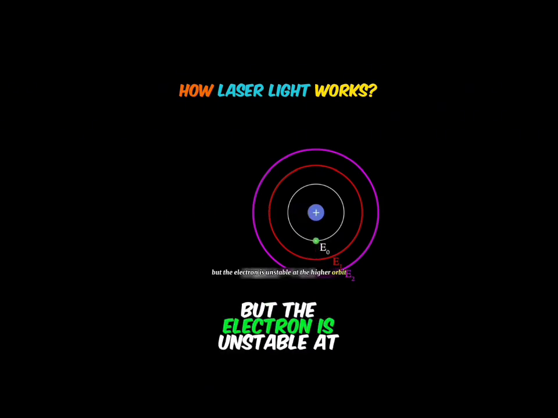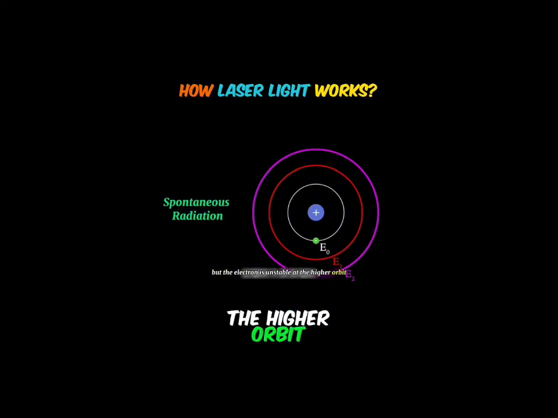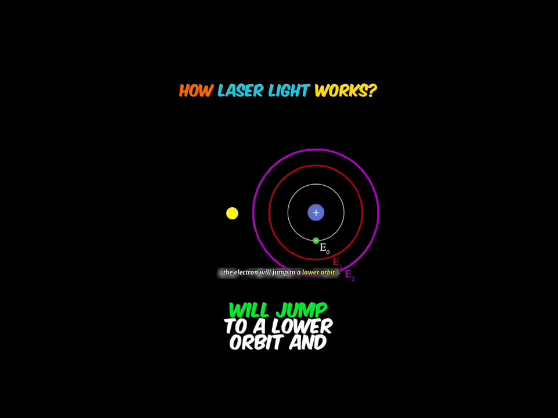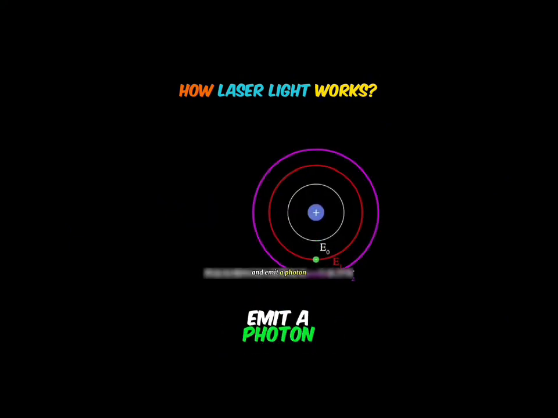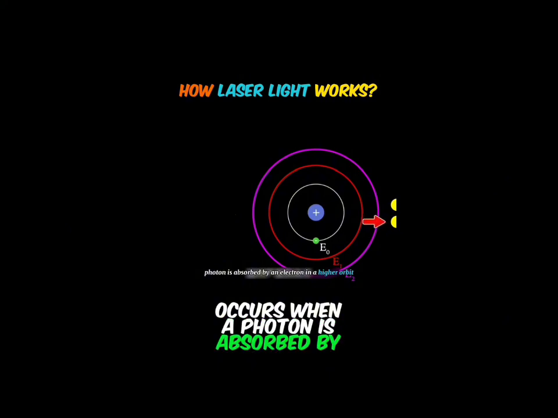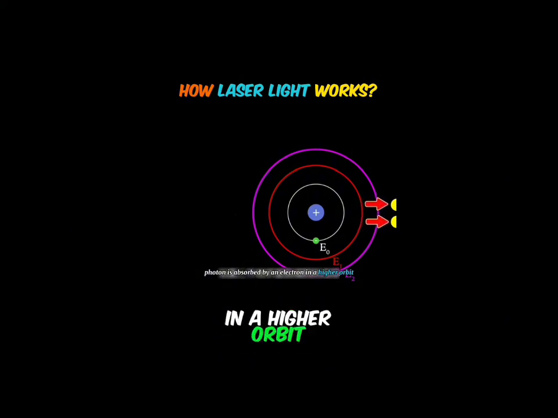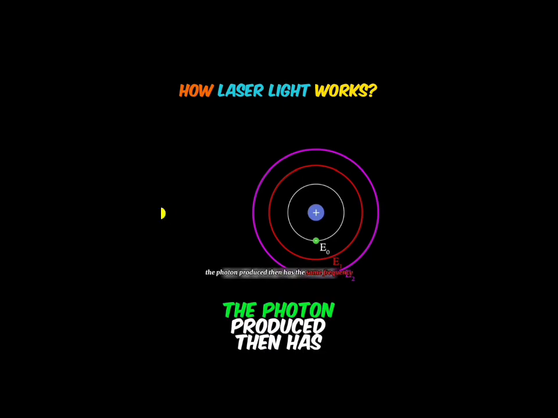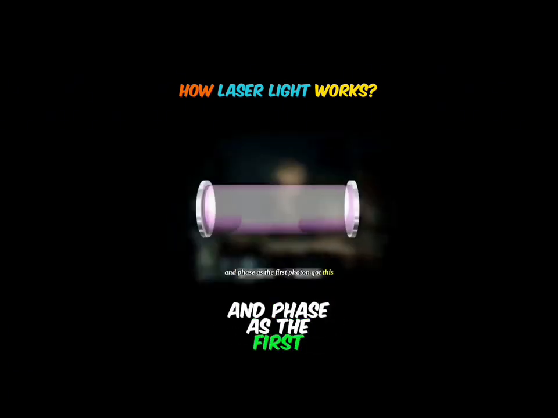But the electron is unstable at the higher orbit. In a short time, the electron will jump to a lower orbit and emit a photon. This is called spontaneous emission. Stimulated emission of radiation occurs when a photon is absorbed by an electron in a higher orbit, and then another photon is emitted in a short time. The photon produced then has the same frequency, polarization, and phase as the first photon.